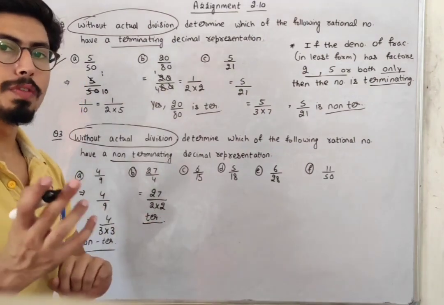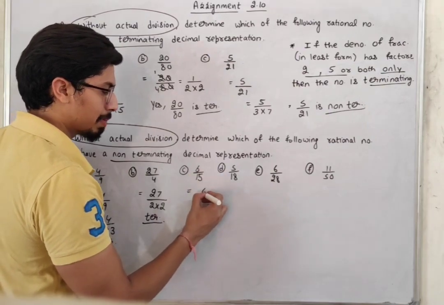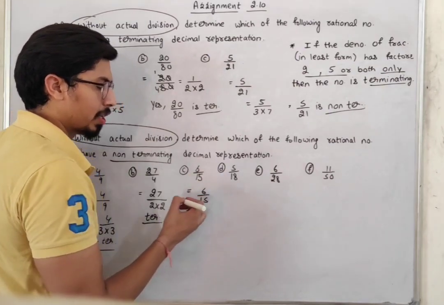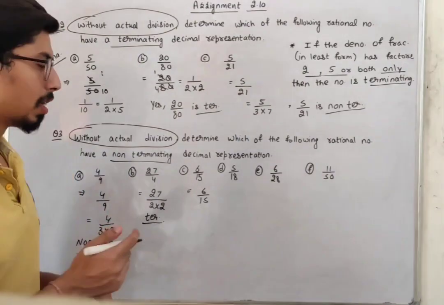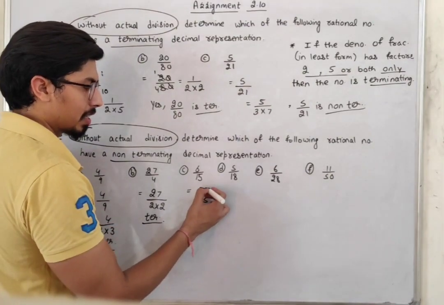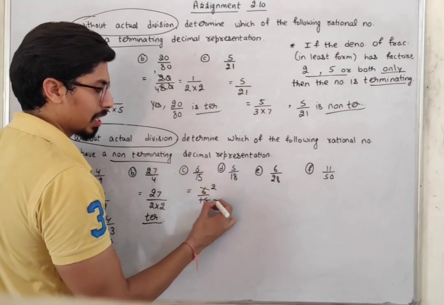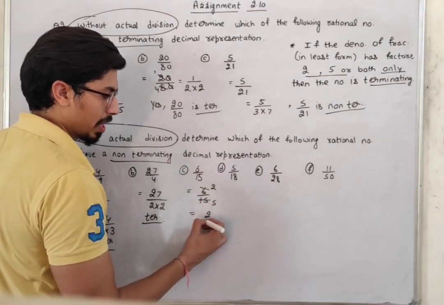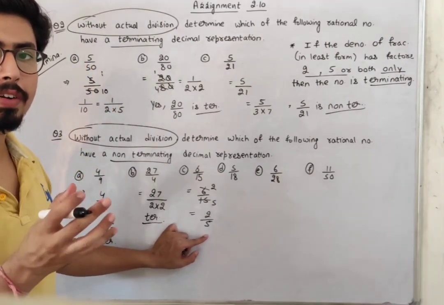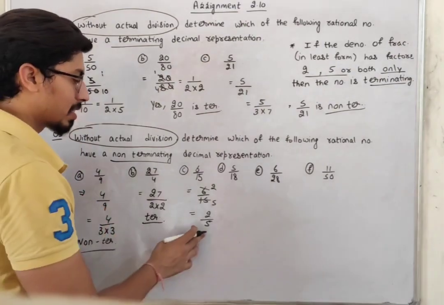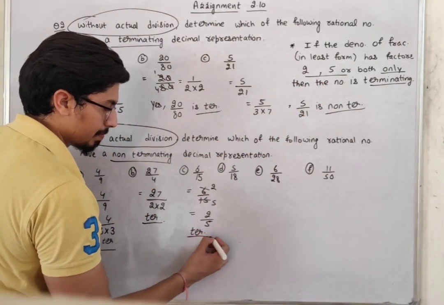Okay. Now moving forward to our part C, that is 6 by 15. See students, 6 by 15 can be further reduced, because first of all we have to convert the fraction into the lowest form. So if I cut it by 3, it will be 3 2s are 6, 3 5s are 15. Now the denominator contains only 5 as a prime factor. So yes, we have 5 here, so it will be a terminating number.